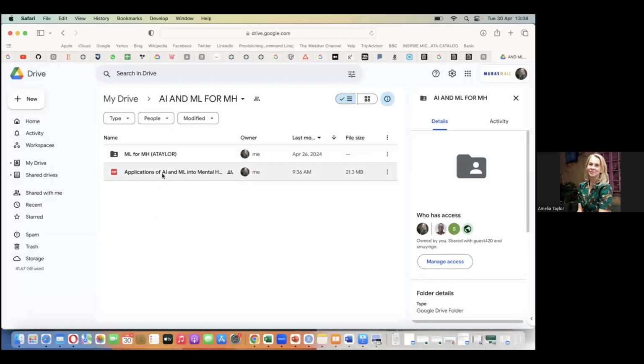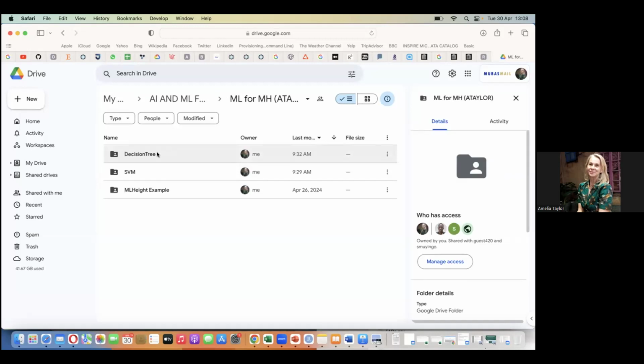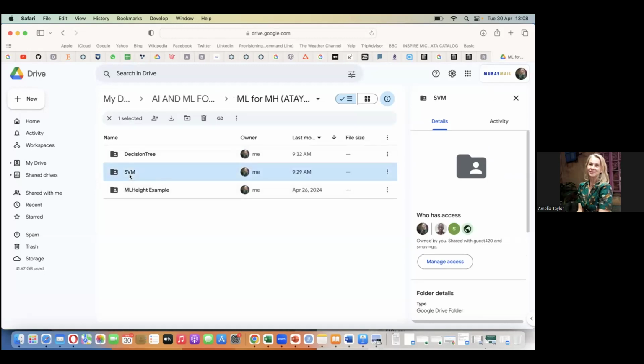Second. What you see in there is the PowerPoint. And as I said, the PowerPoint has been modified to include the session of today. And then I've added another folder with some R code. That folder is called Support Vector Machine, SVM. So you'll see that folder there.